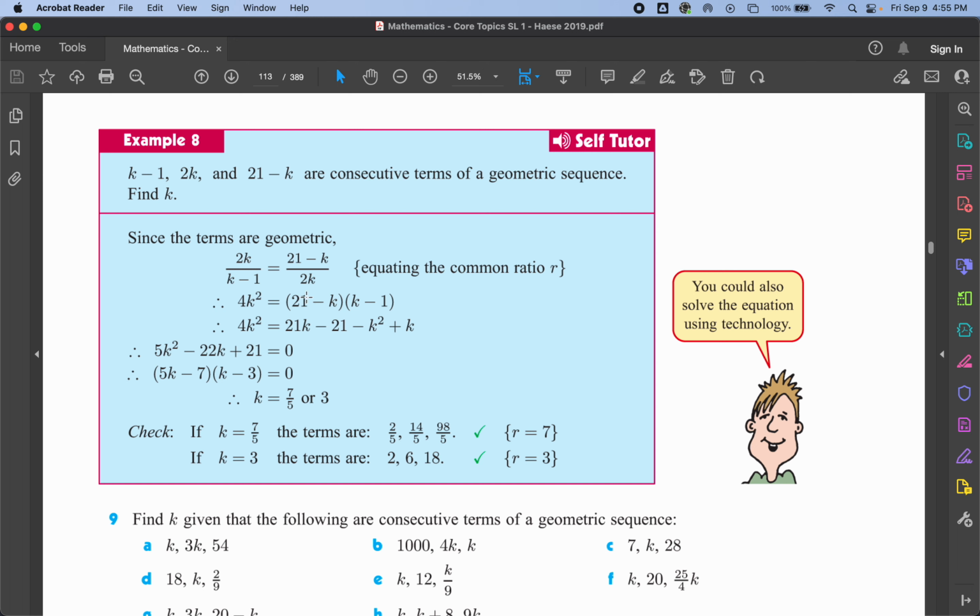Okay, so that's just a setup, but the point is that if you have these two ratios equal and we cross multiply, we get this resulting quadratic. In this Nspire CX software, we're going to have to set that quadratic equal to 0. That's always a good habit to do anyway. This one factors, so we get as our answers 7 over 5 and 3, but let's just show how we would do that on the calculator.